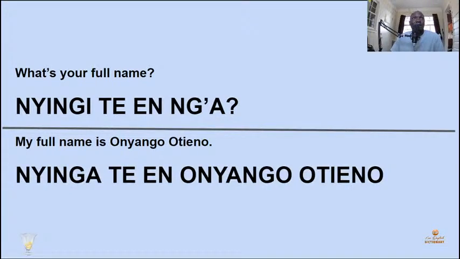Good. Nyingi te en nga. Nyingi te en nga means what is your full name? Then you say Nyinga te en, and then your full name. If your full name is Otieno Onyango, then you say Nyinga te en Onyango Otieno.